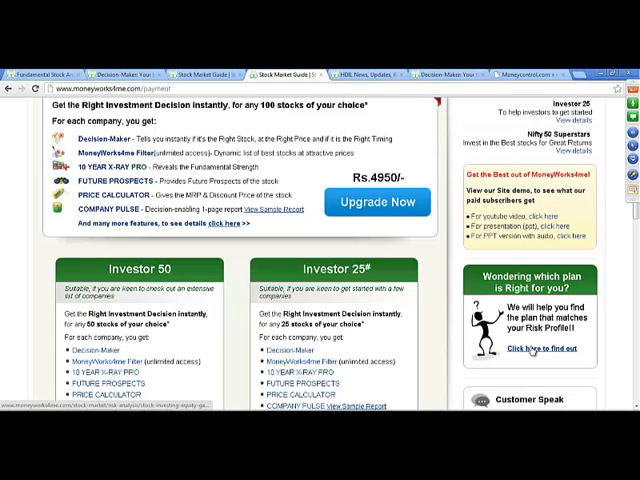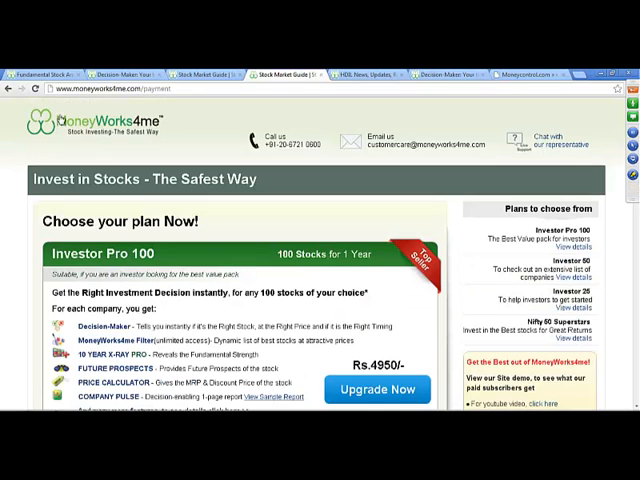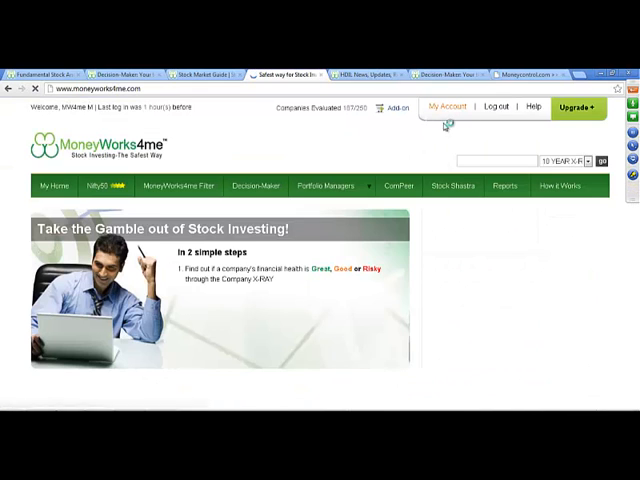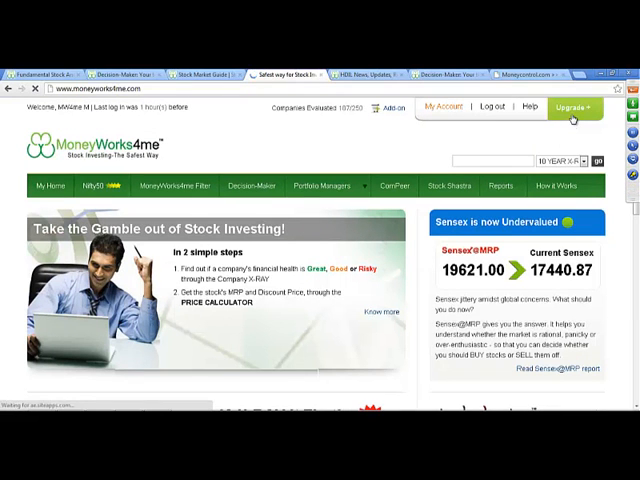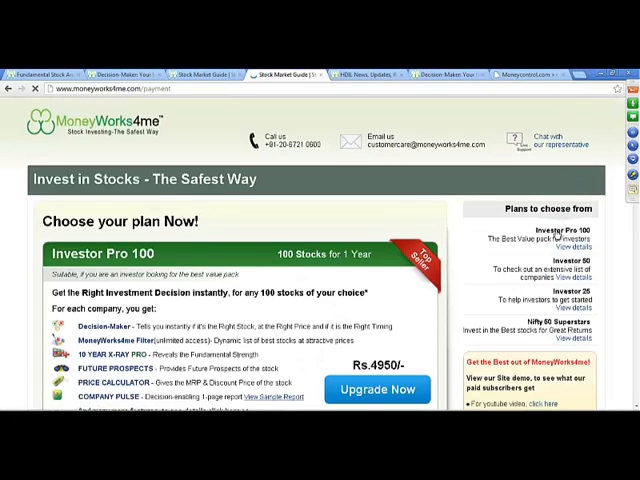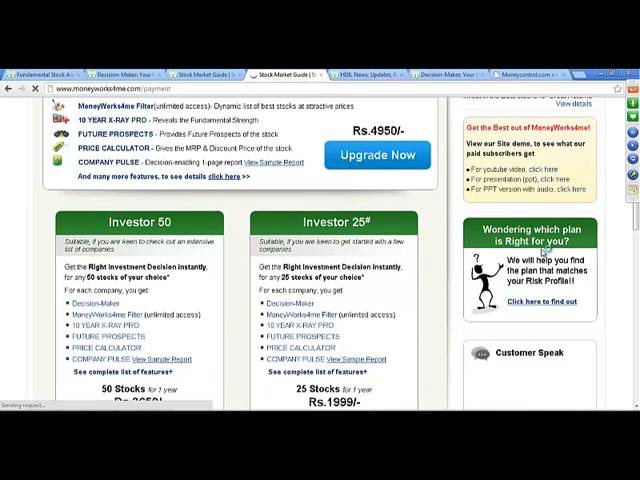Our risk profiling tool will help you find out the right mix of stocks. Do check this out. When you come to Moneyworks for Me, go to the upgrade or subscribe page in the right hand corner, scroll down, and you will find the link that says wondering which plan is right for you, click here to find out. Then you can take a call based on the input we give you about your risk profile.